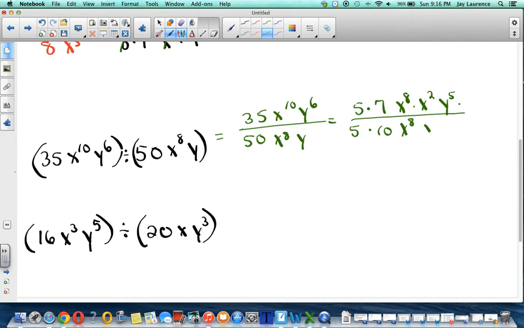over y. Now I'll look for my simplifying. 5's will cancel. x to the 8th will cancel. Oh, did I forget to write a y there? I sure did. And then here, my y's will cancel. So what's left? Well, in the numerator, it looks like I have a 7, an x squared, and a y to the 5th. In the denominator, I simply have a 10.